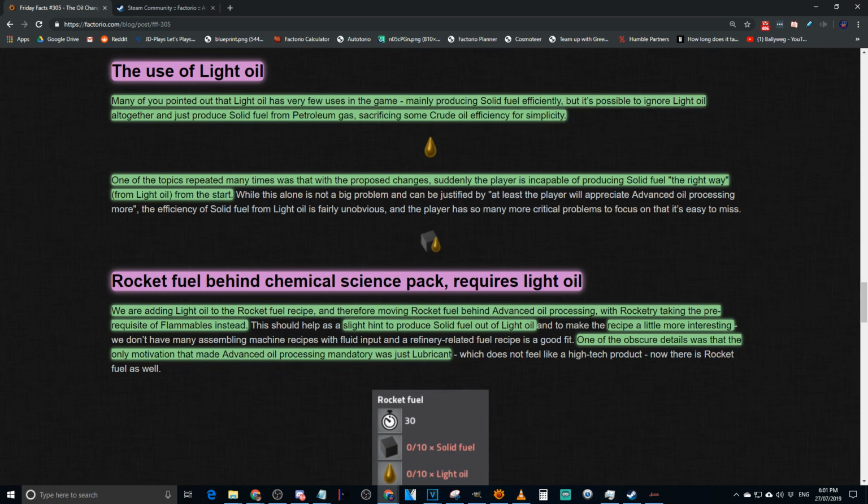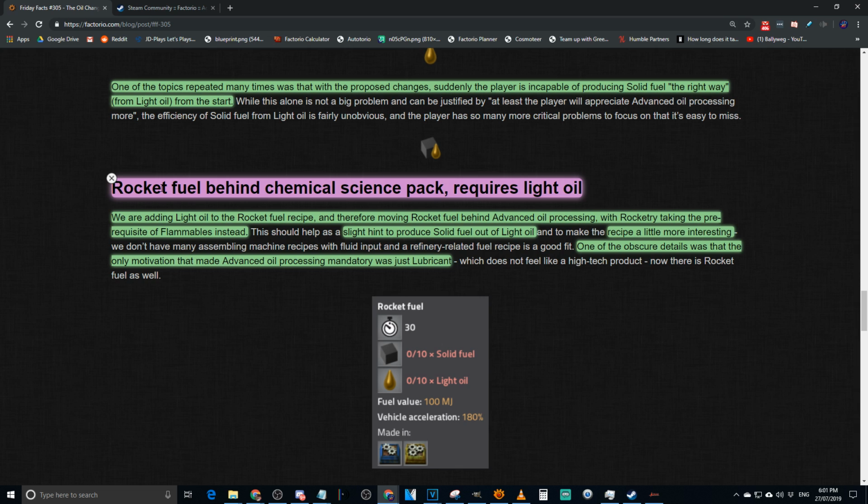So one of the things they want to change is they want to put rocket fuel in the tech tree behind chemical science, and it requires light oil, which technically it already requires as far as I'm concerned. Maybe not as far as Mojo is concerned, but I think it requires light oil. They want to add light oil to the rocket fuel recipe, and therefore moving the rocket fuel behind the advanced oil, with the rocketry taking the prerequisites of flammables instead. So you can still get a rocket launcher directly from flammables, so you don't have rocket fuel. It's a game. We're just going to leave that there.